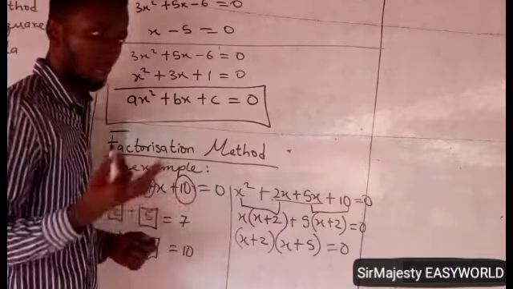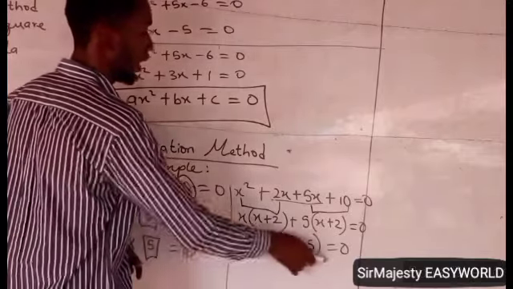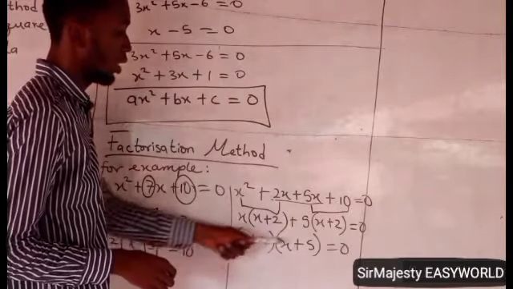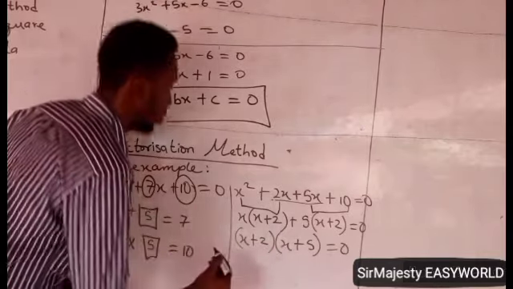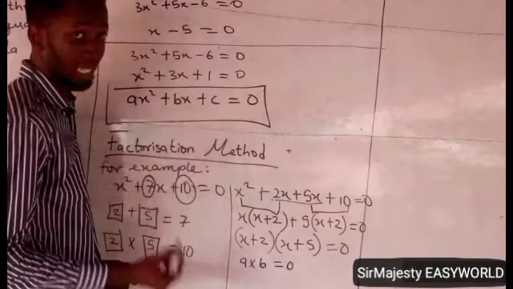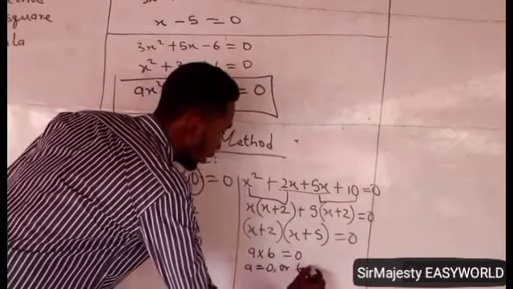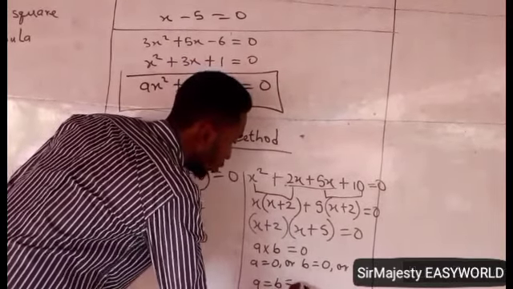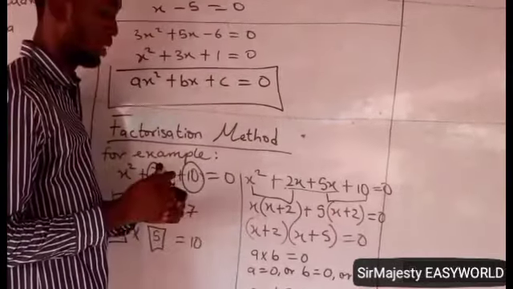we now have to understand something in mathematics: when two numbers or two values multiply each other to give zero, it can only mean that either one of the numbers or values is equal to zero, or both of them are equal to zero. So if, for example, I have A times B equals zero, then either A is equal to zero, or B is equal to zero, or A and B are both equal to zero. So that is the condition for zero, when two or more numbers are being multiplied together.